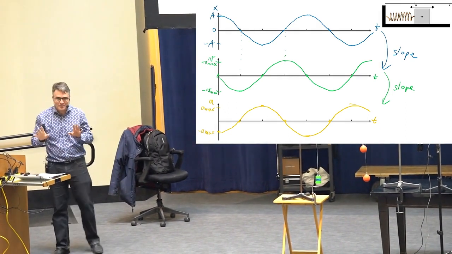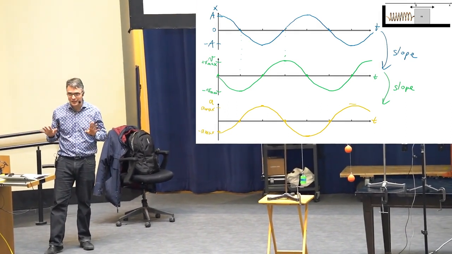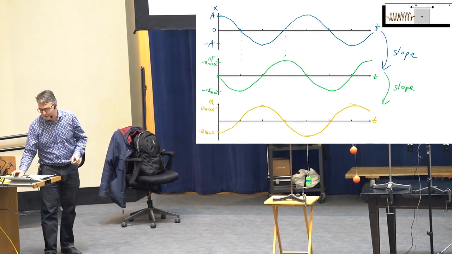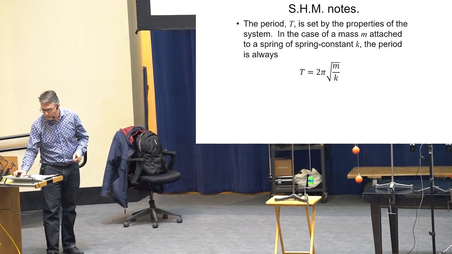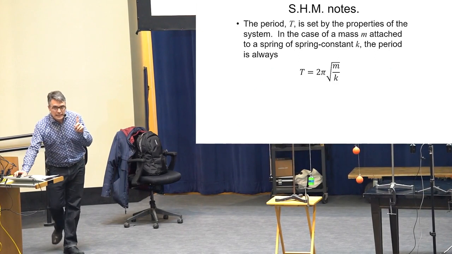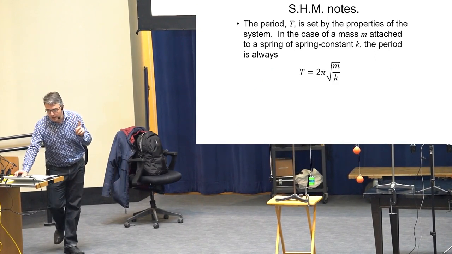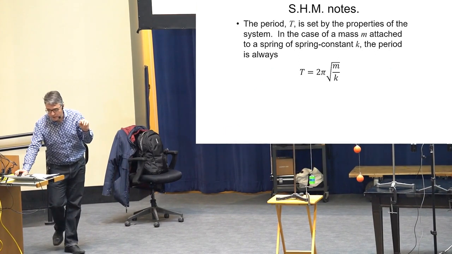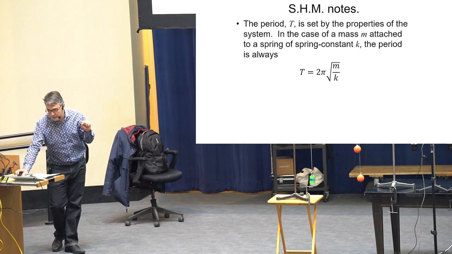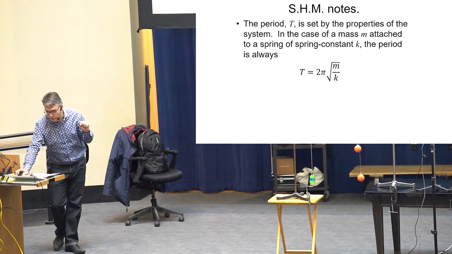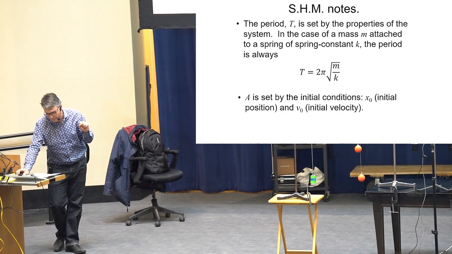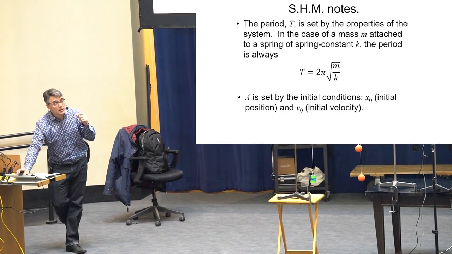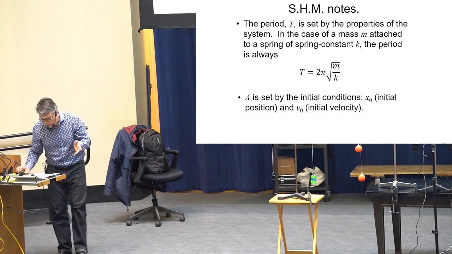Okay, now we're going to do another top hat question, and it's based on the next slide. So focus on the next slide for a second. The period T is set by the properties of the system, and we have a bunch of demos set up to show this. In the case of a mass m attached to a spring of spring constant k, the period is always T equals 2 pi over the square root of m over k. But the amplitude of the motion is set by the initial conditions.